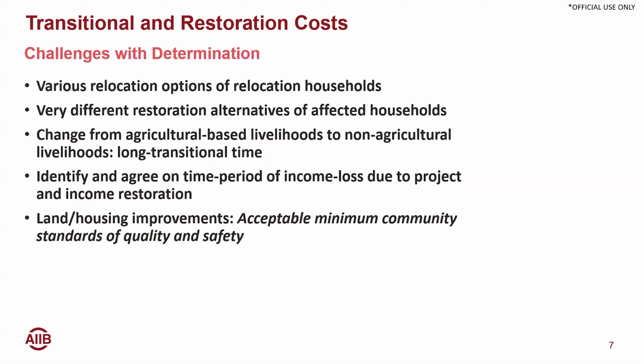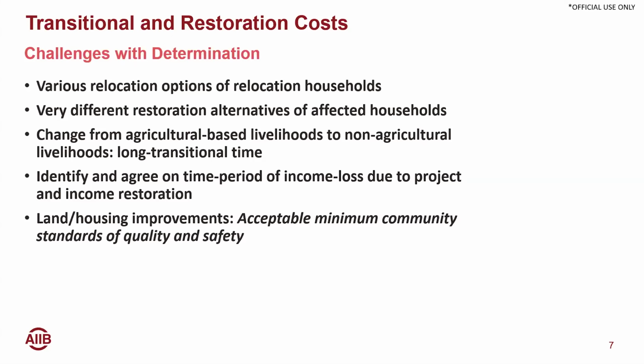As I mentioned, in our AIIB policy, this is new. We require that the budget, especially with resettlement, ensures acceptable minimum community standards of quality and safety. It means we have to discuss with the community about the community standard, and then we have to identify the restoration cost for the affected household and the community. But as I mentioned, the standards are different from community to community. So how can we do that?